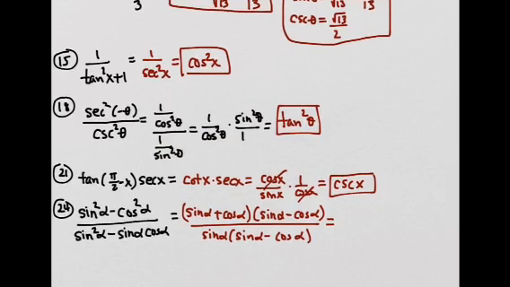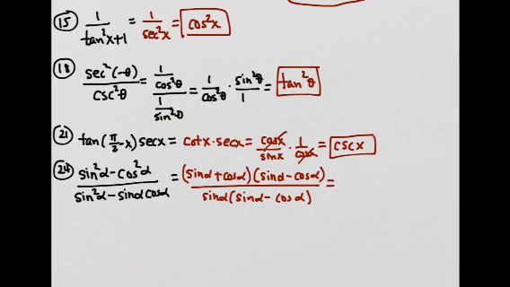Number 21, you have tangent of pi over 2 minus x times secant of x. So I use the cofunction of this one, which is cotangent, and then this I left the same. Then I changed them to sines and cosines. So cotangent is cosine over sine, secant is 1 over cosine. These two cancel, and you're left with 1 over sine, which is cosecant.